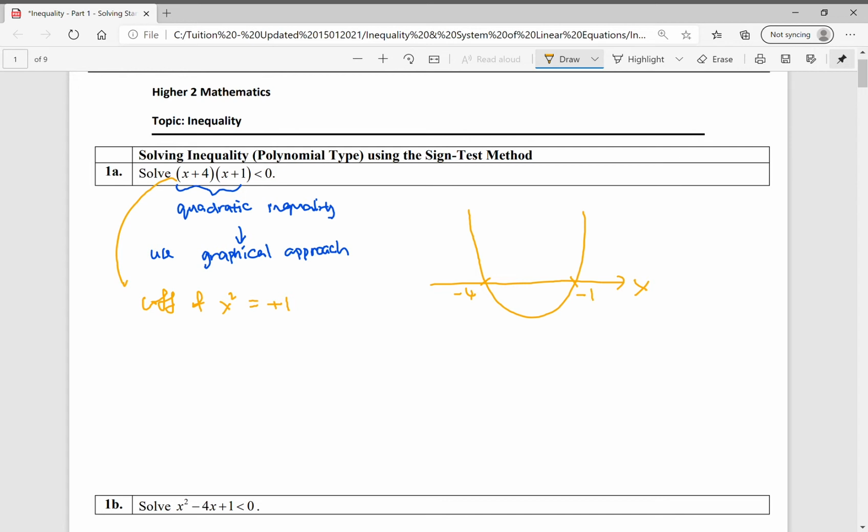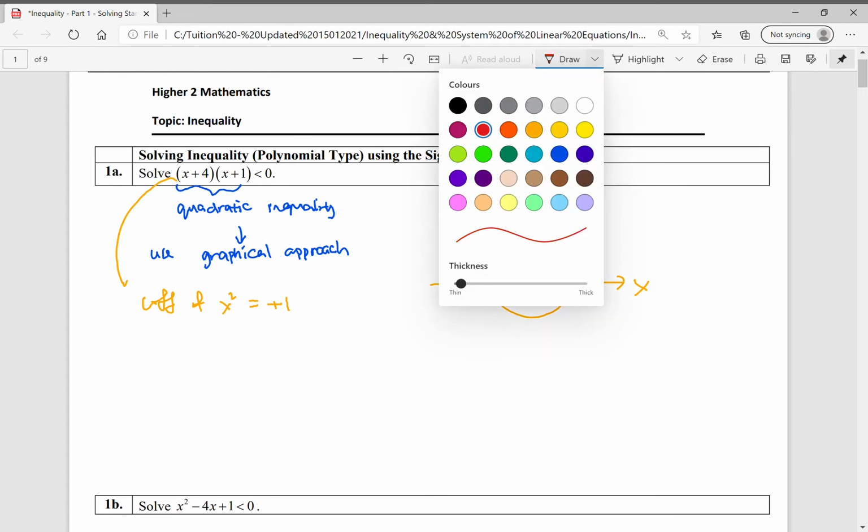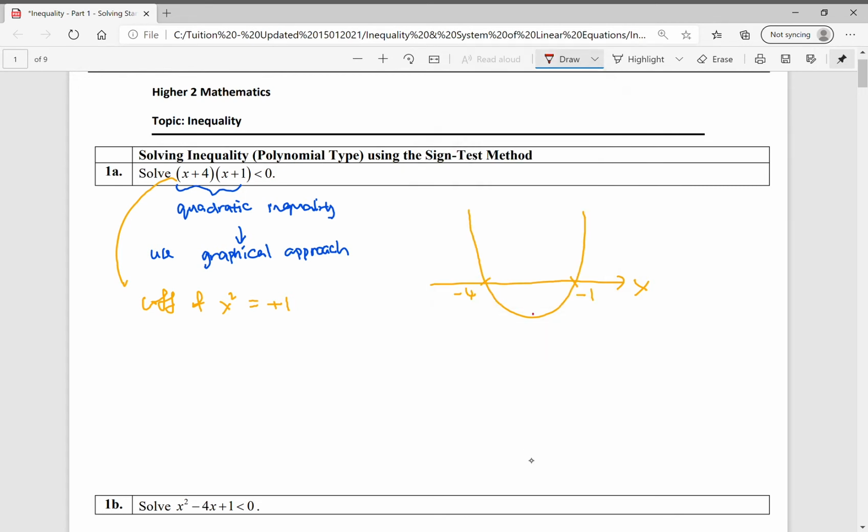Now you notice that when we solve inequality using the graphical approach, we do not need to sketch the y-axis, because honestly it doesn't actually help eventually. So we just need the values here on the x-axis. For the y-axis, just leave it aside, and once you've drawn the happy face graph, just do what we've been taught: shade the region that is below the x-axis.